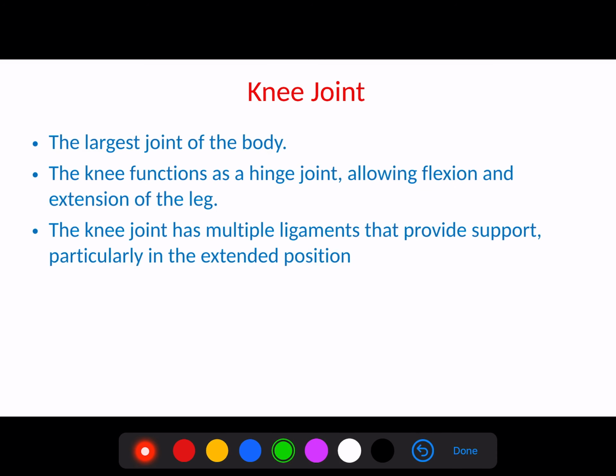The knee joint. The knee joint is the largest joint, the most sophisticated joint in our body.